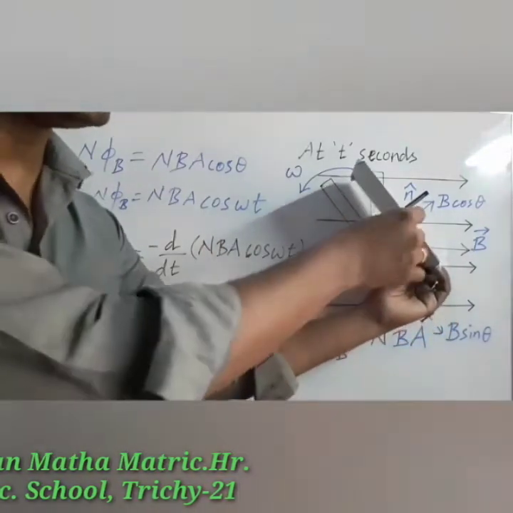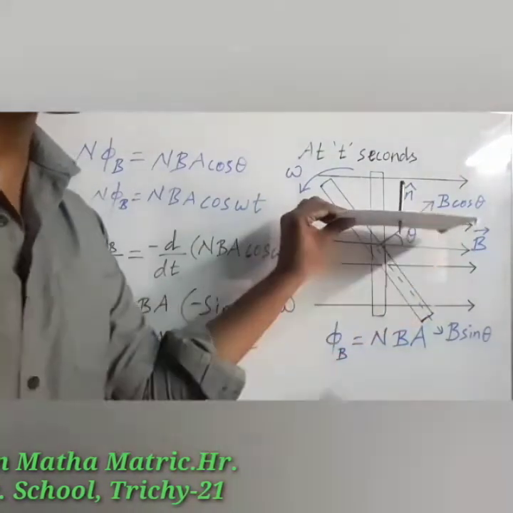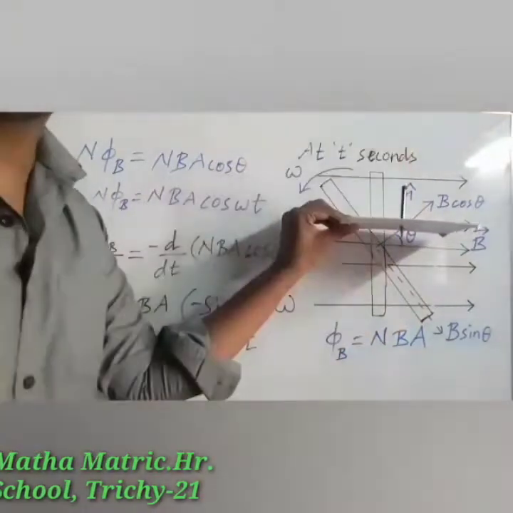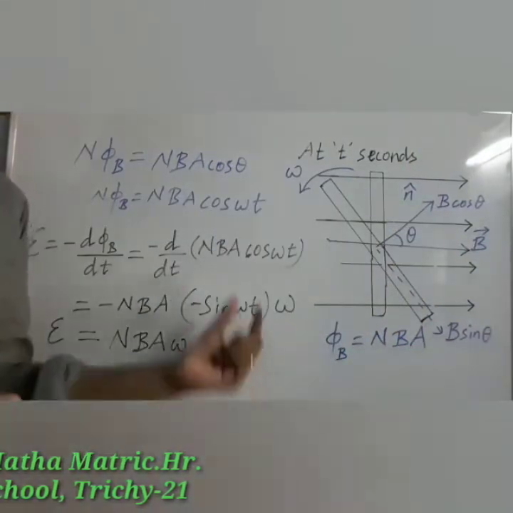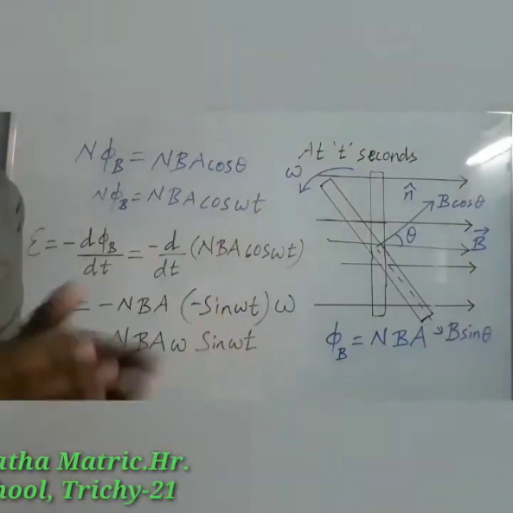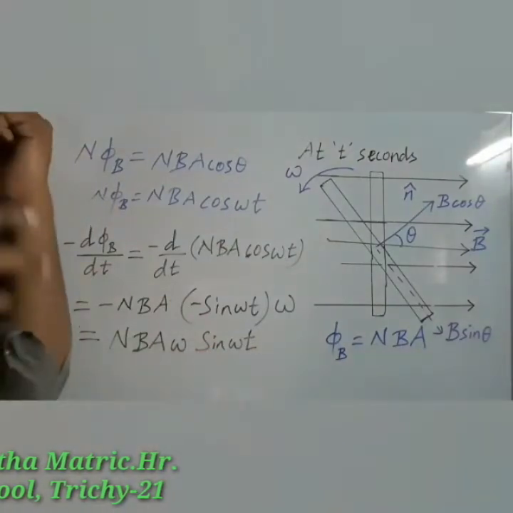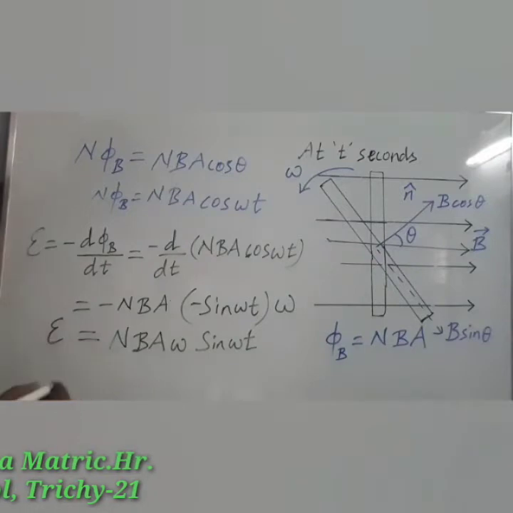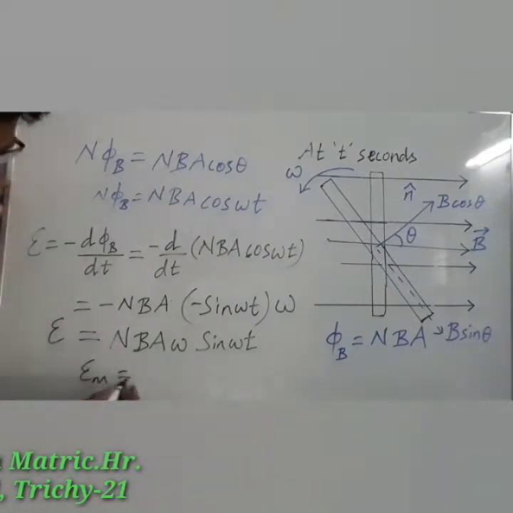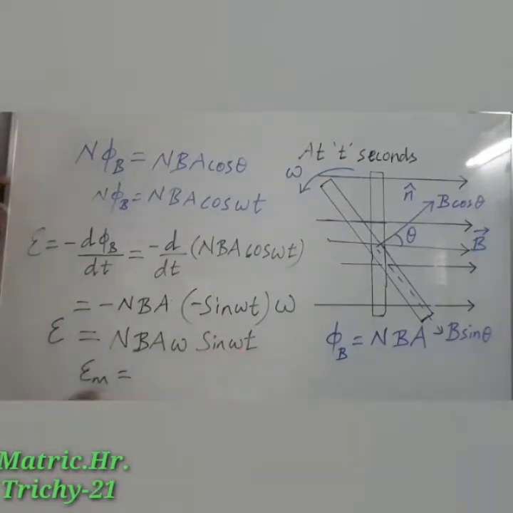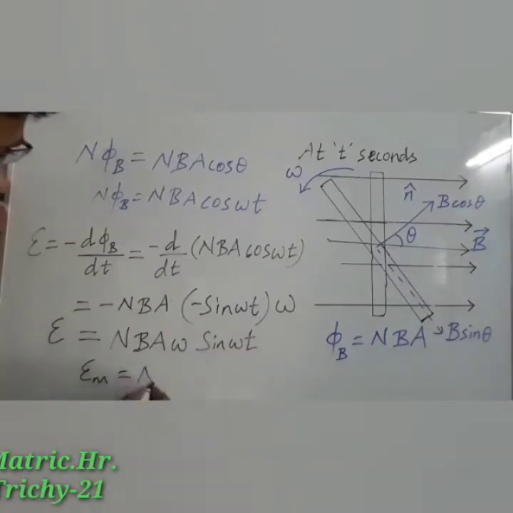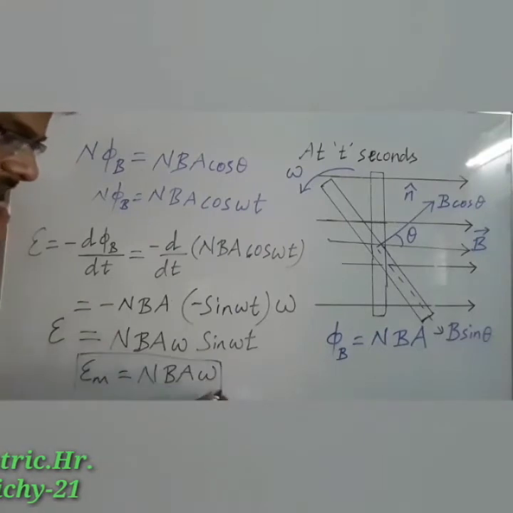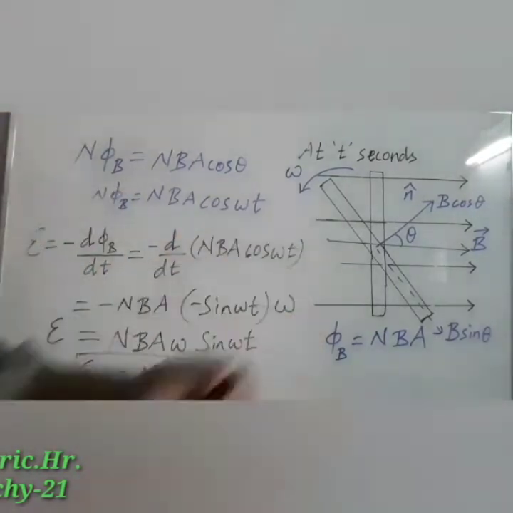What will be the new position? It will be like this. So what is the angle between the magnetic field lines and the normal? 90 degrees. Now omega t is nothing but theta, so theta is 90. Sin 90 is nothing but 1. This is the maximum value of the induced EMF. So epsilon m is equal to N B A omega, with the sin omega t value now being 1. It is the maximum value of induced EMF in this case.